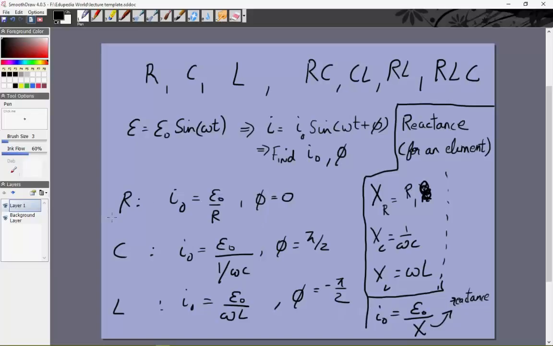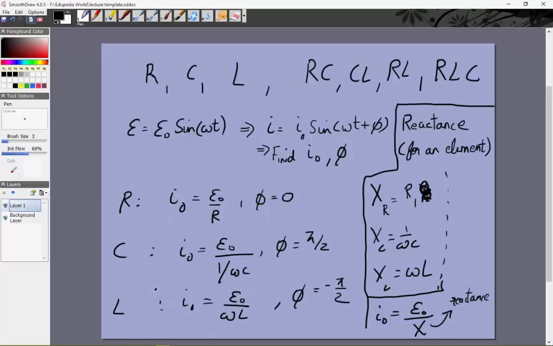So the reactance for the resistance is the resistance itself. The reactance for a capacitor is 1 by omega C. The reactance for an inductor is omega L. And for any of these three elements, the magnitude of current is E0 divided by the reactance. Right. And next, obviously, you have the phase factor, which is 0 for resistance, pi by 2 for C, and minus pi by 2 for L.